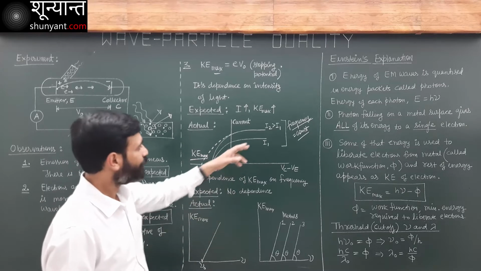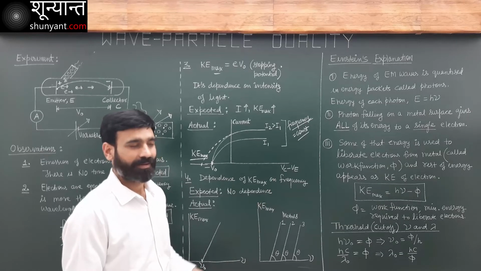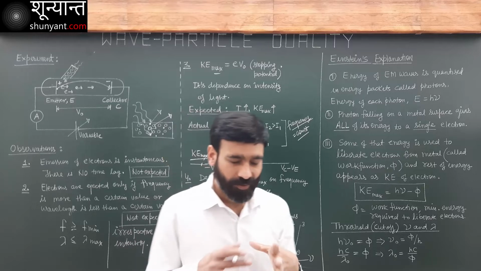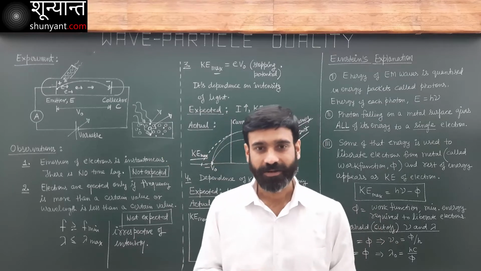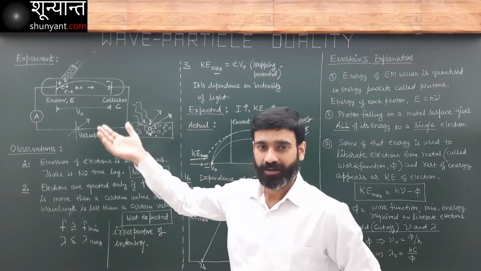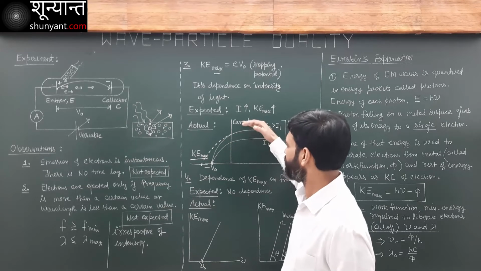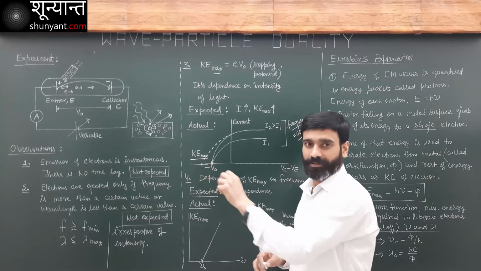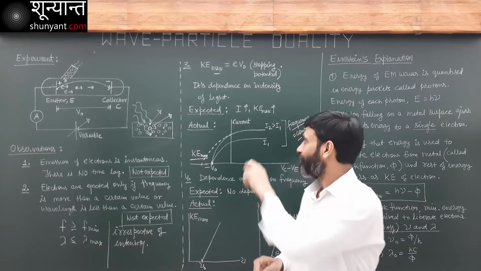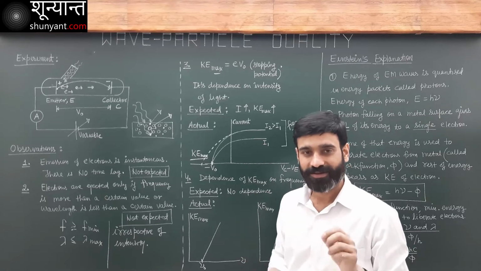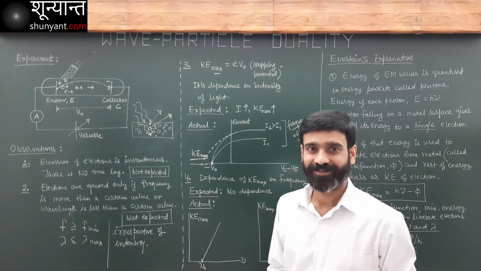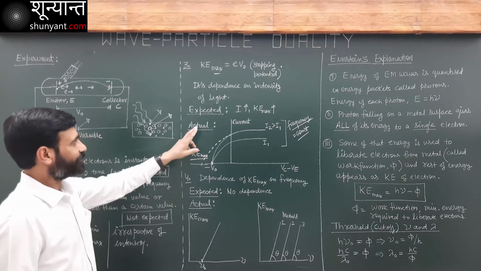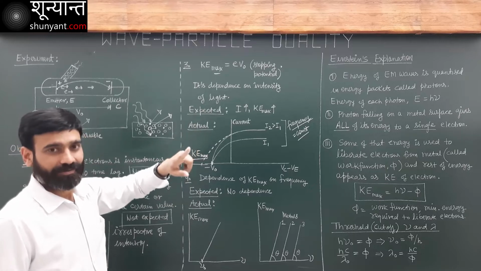What was found is that if I change the intensity, the current changes. Why does the current change? More electrons are emitted, so more current. So current increases, but this value here does not change. That means the maximum kinetic energy in both cases remains the same. It does not depend on intensity. So this was the expected, this is the actual.